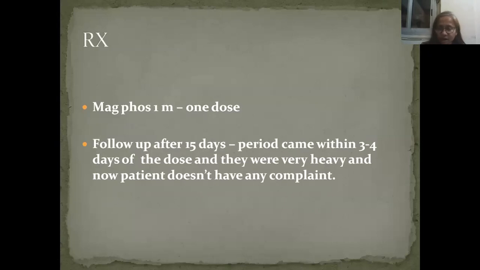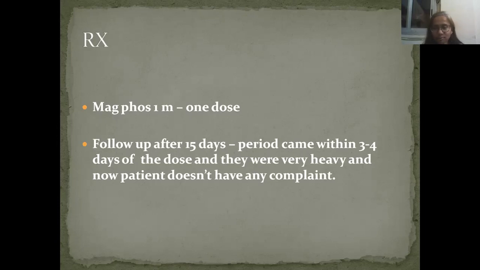I called her after 15 days because I still didn't have that much confidence, as I had already failed. So I said, okay, meet me after 15 days, let's see what happens. She came to me and said, doctor, the period came within 3 or 4 days of the dose. They were very heavy. I had very, very heavy bleeding. And it stopped within 6-7 days, and I'm quite okay now, no problem.